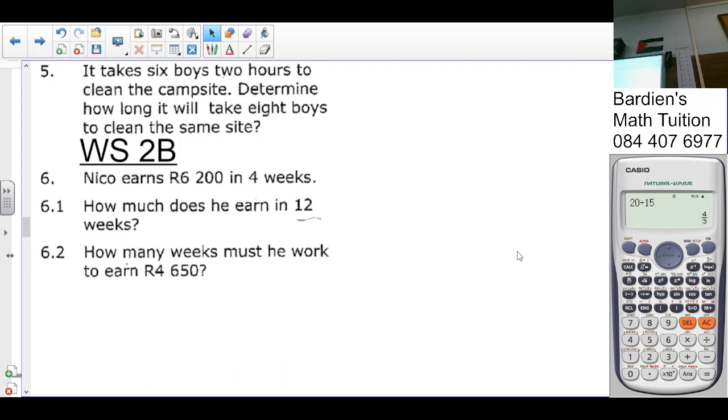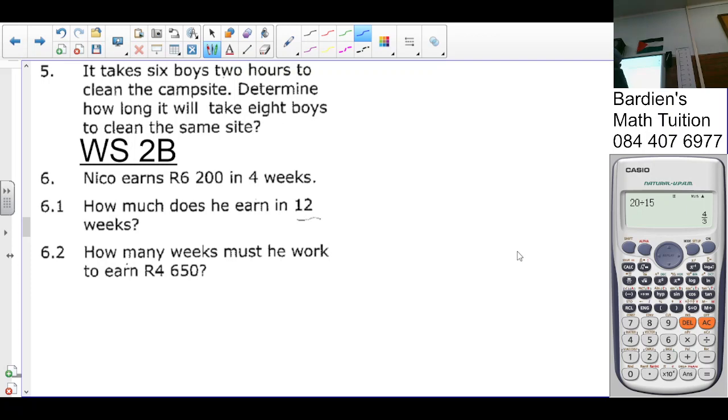It takes 6 boys 2 hours to clean a campsite. Determine how long it will take 8 boys to clean the same campsite. So 6 boys takes 2 hours. So you ask yourself, will it take less time or more time for 8 boys to do? Less time. Not so. Okay. So how are you going to work this out?